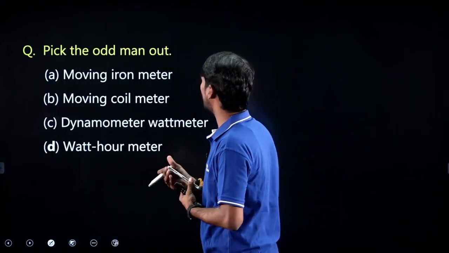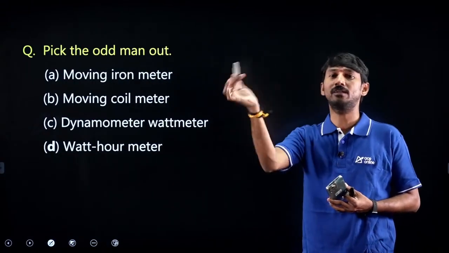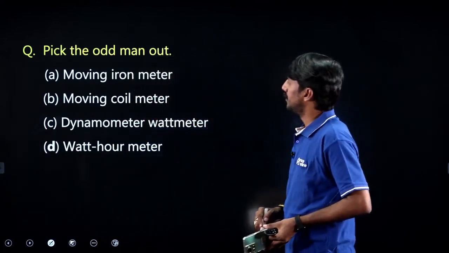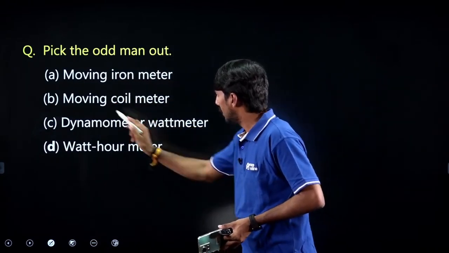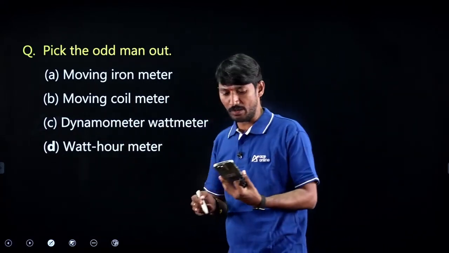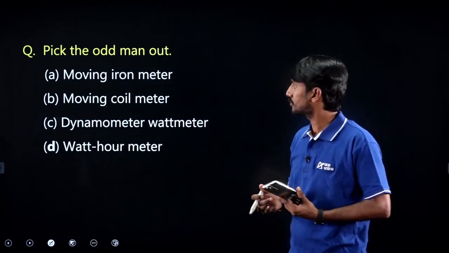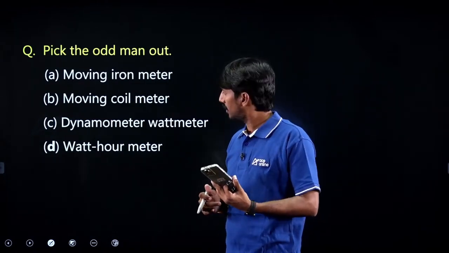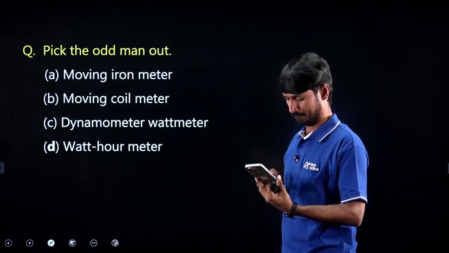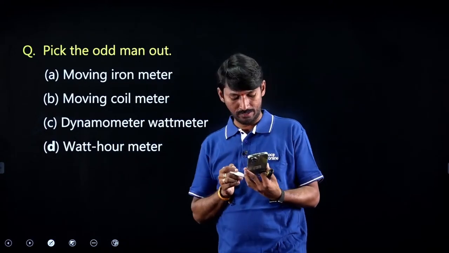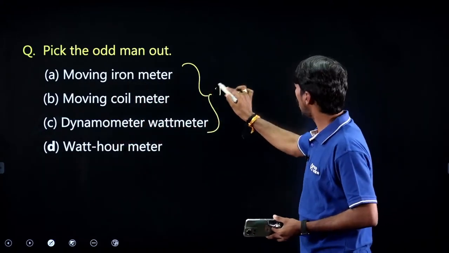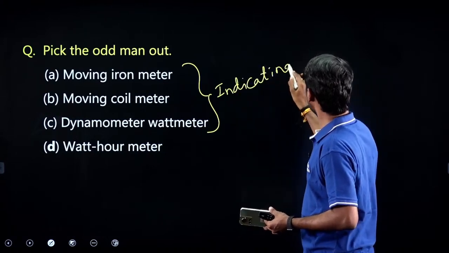Right, next one: pick the odd man out. What do you mean by that? Out of all 4, which is a different type of device? Moving iron, moving coil, dynamometer wattmeter, and watt hour meter. Tell me, which is a different category of device? Option D is the answer. All three devices, MI, moving coil, and dynamometer wattmeter, come under the indicating type.